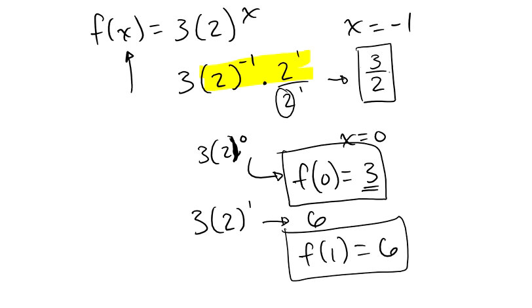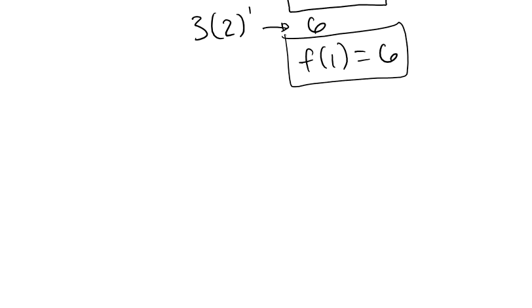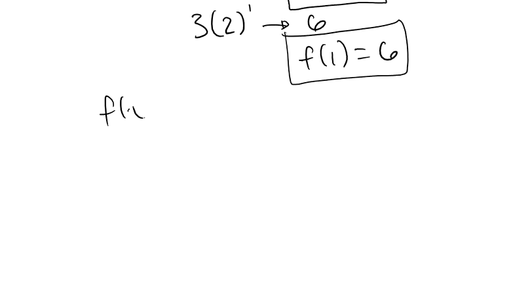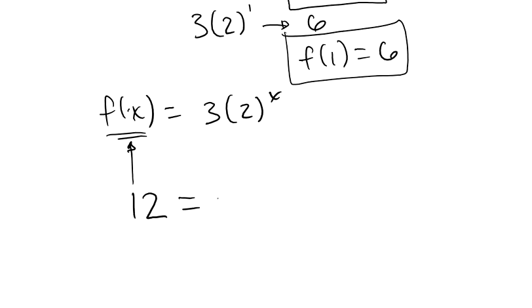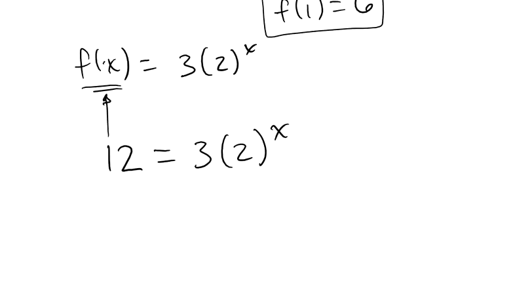Now the other thing it says is what value of x makes f of x equal to 12? Well, let's look at this. This is 3 times 2 to the x power. There's a value of x that I want to know when this function becomes 12. So I'm just going to write that the value of the whole function is 12, so 12 is 3 times 2 to the x power. I'm just solving this for x, and then I can verify that when I put this x in, it does indeed yield 12.